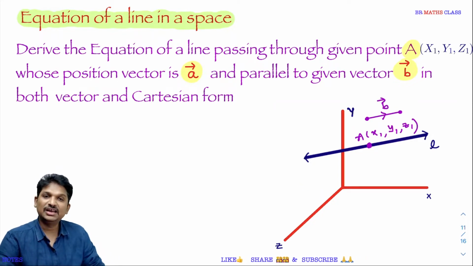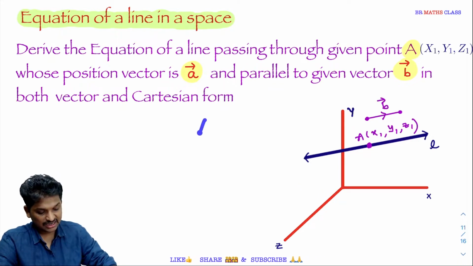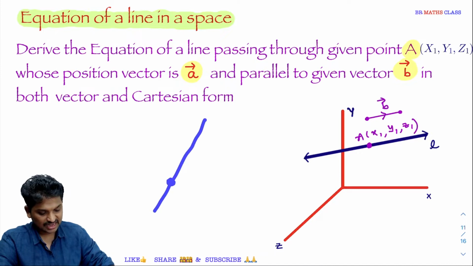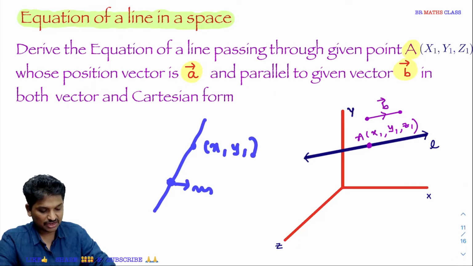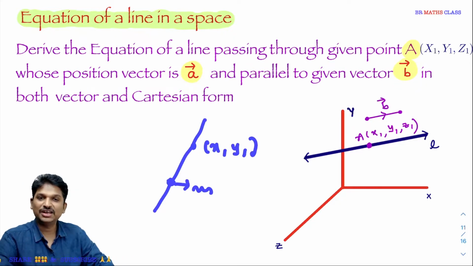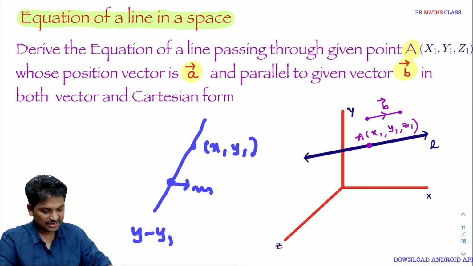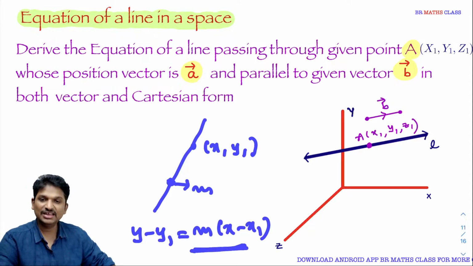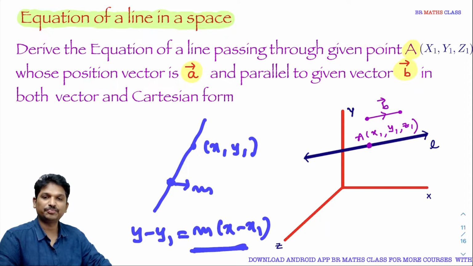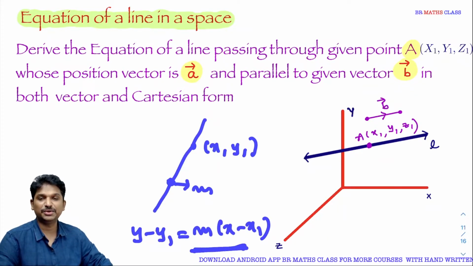While learning line equation in two-dimensional geometry, you learn like this. There is a line which has slope m and passes through the point x1 comma y1. What is the equation of a line passing through point x1 comma y1 and having slope m? This is the point slope form. We learned in the straight lines chapter of two-dimensional geometry: y minus y1 equal to m into x minus x1. This is the equation of a line in point slope form.